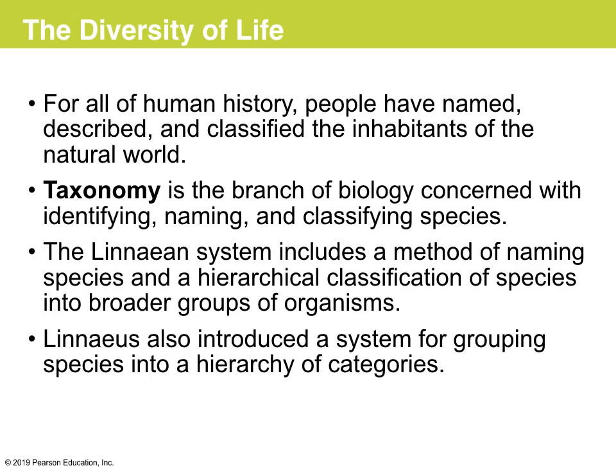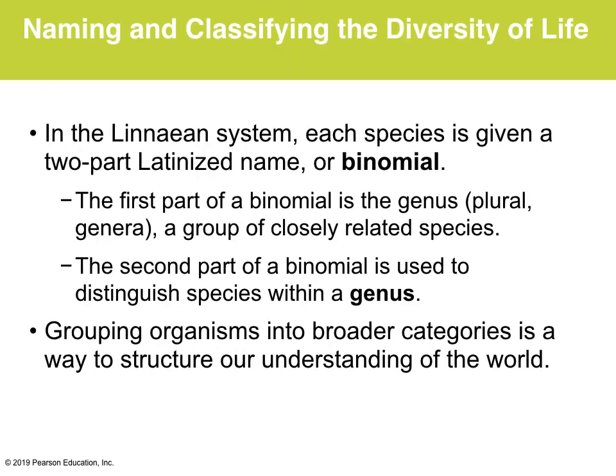He introduced a system for grouping species into a hierarchy of categories, and used a naming system with two words, binomial, right? Bi for two, nomial for name. And so every species that we've described to science has its own two-part Latinized name, or binomial. The first part is the genus, plural genera, and that's a group of closely related species. The second part of a binomial is used to distinguish species within a genus.